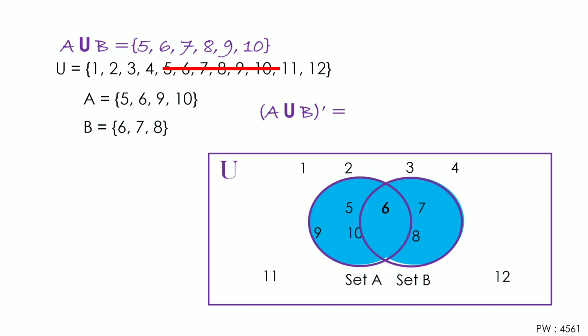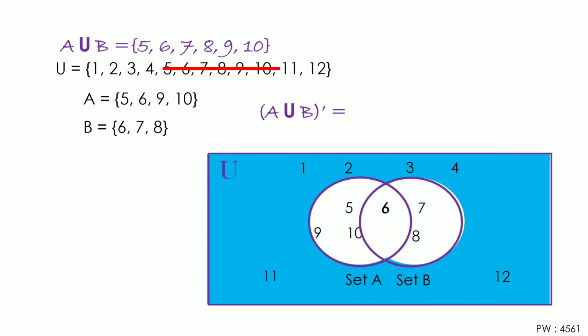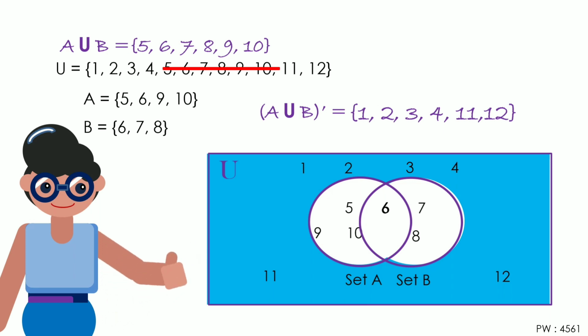This is how it looks in the Venn diagram. Now the remaining elements are 1, 2, 3, 4, 11, and 12. And that would be the final answer.